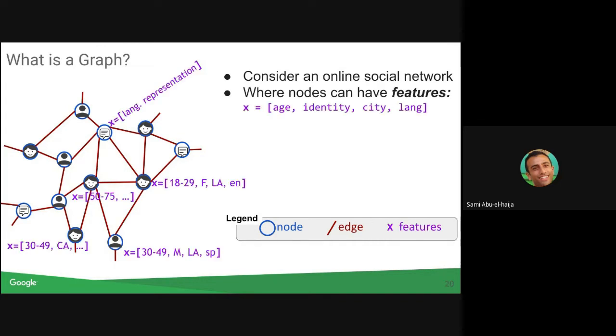And nodes here could have features. If you're thinking about a person node, the person node could have some age range, a gender, a location where they live, and maybe the language that they speak. A comment node could have the language representation as its feature. Maybe it's like word2vec or some kind of language model.